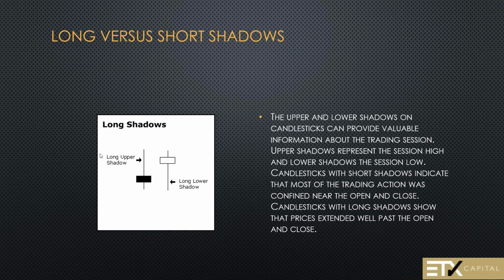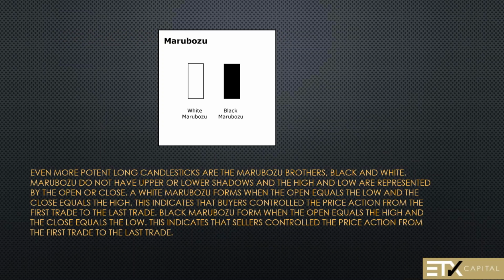Now, the shadows or the wicks also give us some information. Upper and lower shadows on candlesticks can provide some valuable information about the overall trading session. But then we come to very distinct candles that are unique, and they have definitions unto themselves. So we're looking on the screen right now at something called the Marubozu. The Marubozu, you can see right away, it looks a little bit different. It'll take a second for your eye to be able to tell what's happening, but it has no wicks.